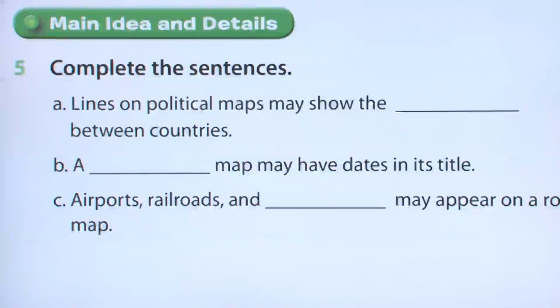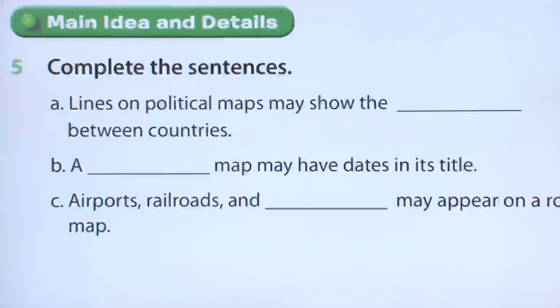Number 5, let's complete the sentences. A, lines on political maps may show the blank between countries. So what are the lines? What do they show? They show the borders between countries and cities and states and so on. B, a blank map may have dates in its title. What type of map would have a date in the title? Can you guess? Yeah, the historical map, right.